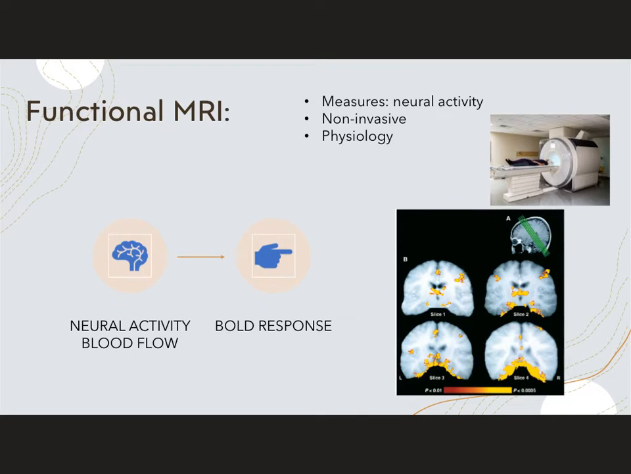fMRIs also use the BOLD response, which is the blood oxygen level dependent response. This response is used to measure the change in blood flow in specific areas to map out neural activity. It's similar to the PET scan in that it is based on neural activity being related to changes in blood flow in different areas. However, the fMRI is way safer than the PET scan because the PET scan, as I said, uses radioactive isotopes.